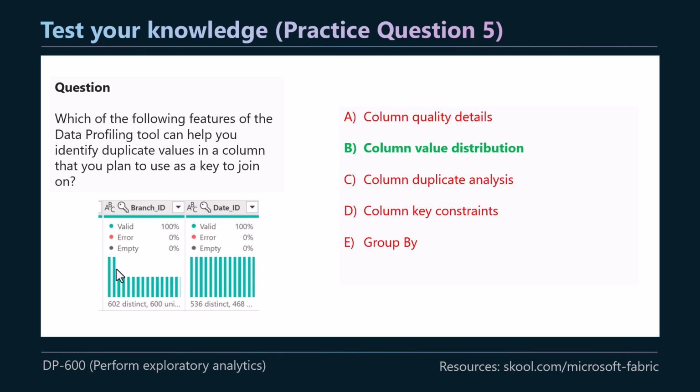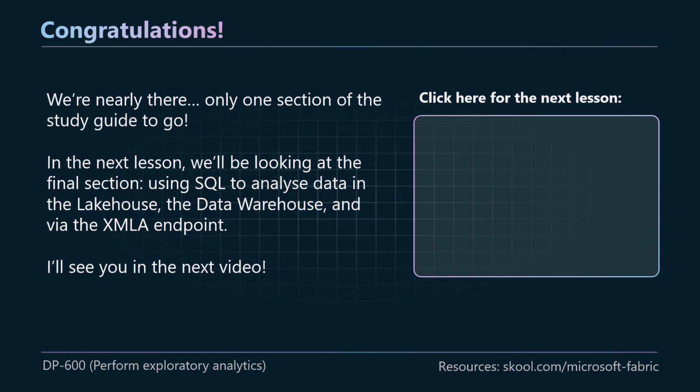On the left hand side, this would indicate that there are some duplicate values. There are some values here that have a count of more than the others, right? So this would be a potentially problematic key on which to join, but for this date ID column, all of the values here are unique, at least in the sample of data that you're using for profiling. The column quality details, A, doesn't give us this information. The column duplicate analysis, C, doesn't actually exist. Neither does D, the column key constraints, and E, the group by. Okay, you could potentially use a group by to look for duplicate values, but it's not a feature of the data profiling tool itself.